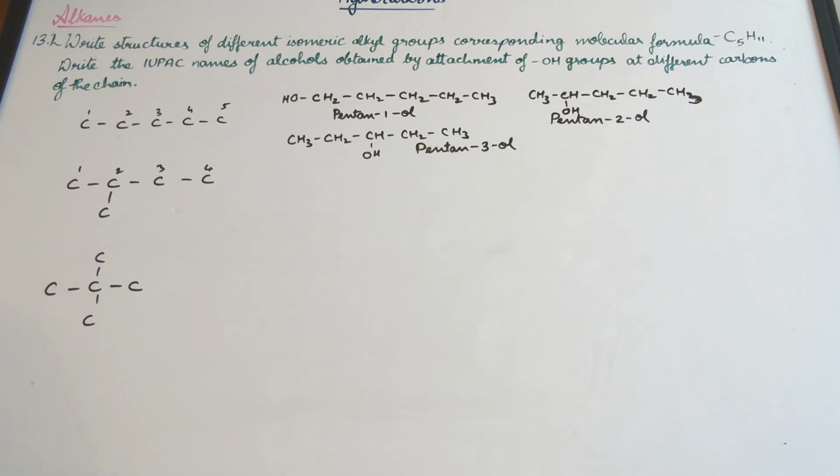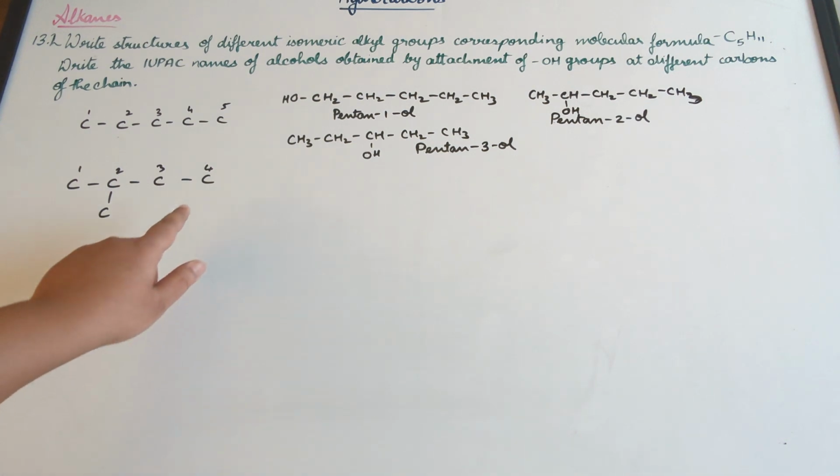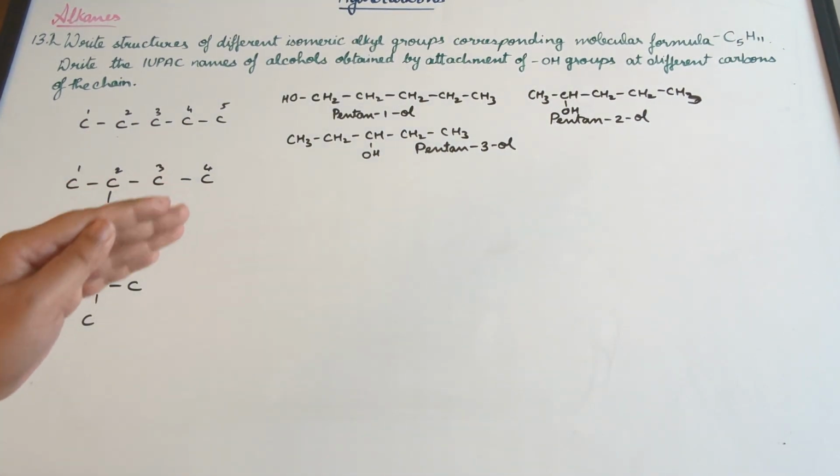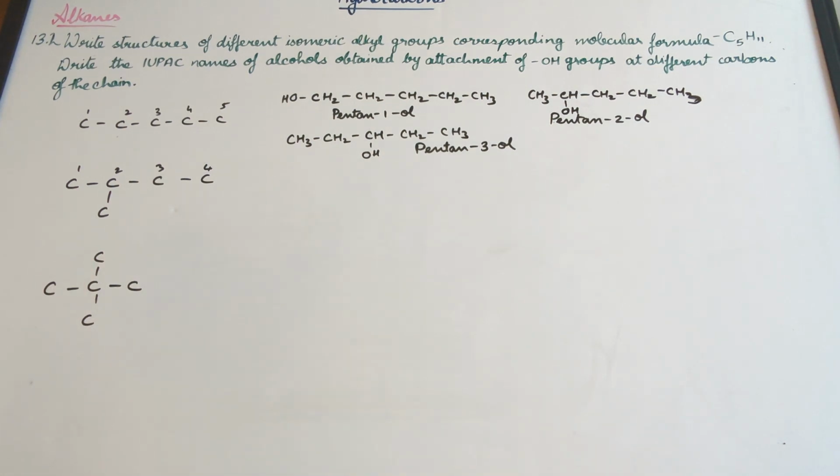It can get attached to the first one, that is, this will be considered the first. It can also get attached to the third carbon atom, and it can also be attached to the fourth. So it can get attached to any of these carbon atoms, the first, second, third and fourth. That way we get 4 different structures with 4 different names. And remember, this is just for our understanding. When it comes to the fourth and the third, there will be a slight change in their names.